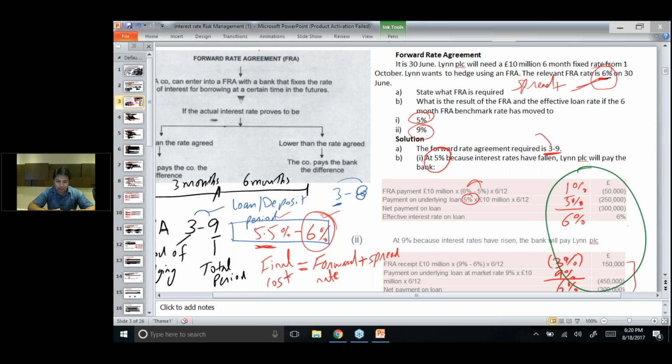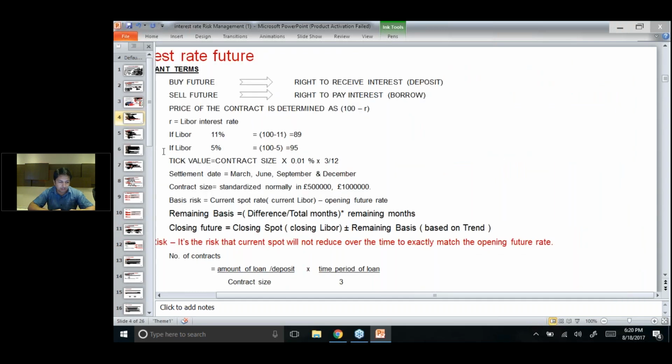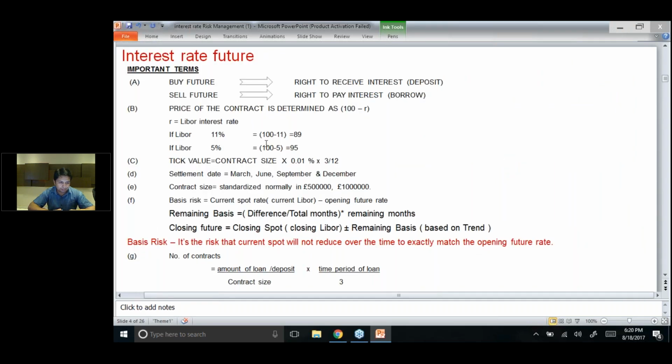Okay, let's move to the next part. That is interest rate future. Interest rate futures are derivatives on the interest rate only. It's not on the borrowing or lending. This is a contract on interest rate only. This contract is not based on the borrowing or lending. This contract is only based on the interest rate direction.